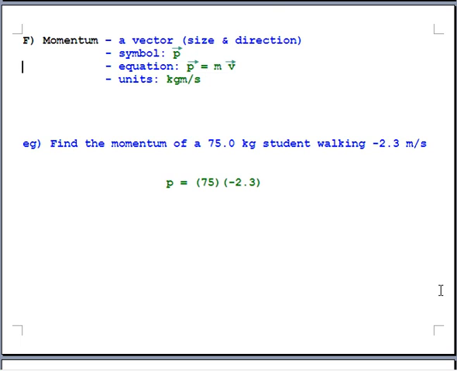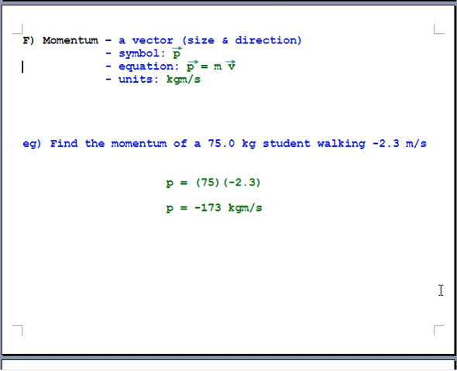So p is simply m times v. It is literally this easy to get us started in this video. 75 times negative 2.3. Round to your 2 or 3 sig figs, we get negative 173 kilogram meters per second. That is the momentum that that student has with their mass and that velocity.